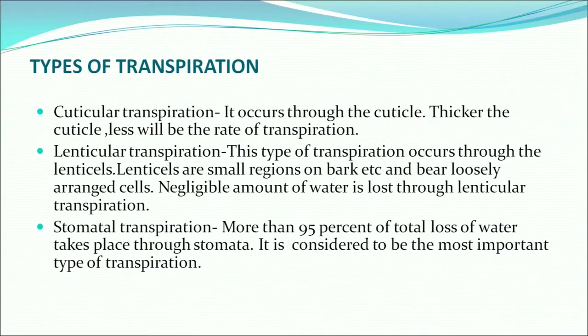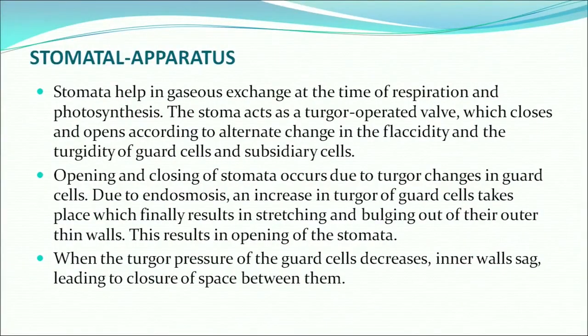Now come to stomatal transpiration. More than 95% of the total loss of water occurs through stomatal transpiration. This takes place through stomata, and it is considered the most important type of transpiration because transpiration plays an important role in plants' life as well as in atmospheric life. Now what are stomata? Stomata are an apparatus that helps in gaseous exchange at the time of respiration and photosynthesis.